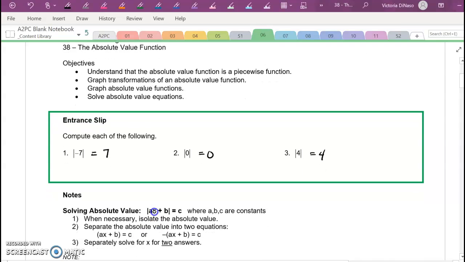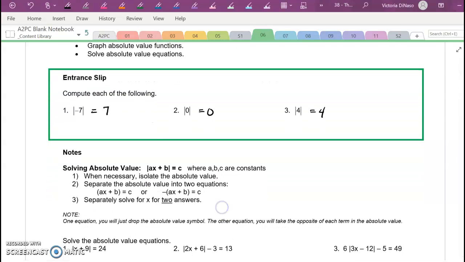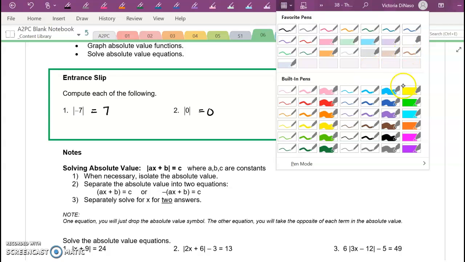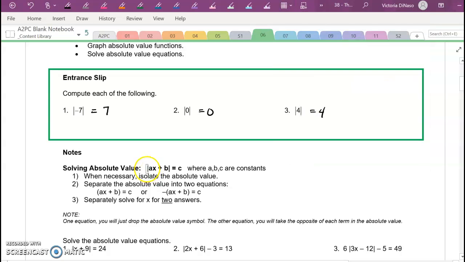So here we go. For solving absolute values, these equations look like the absolute value of ax plus b, closed absolute value, equals c. So a, b, and c are all numbers. Whatever you do, no matter what, you always have to make sure that the absolute value is all by itself. If you have a number in front of the absolute value or another number on the other side of the absolute value, you always have to get that absolute value by itself first. So when necessary, isolate it.